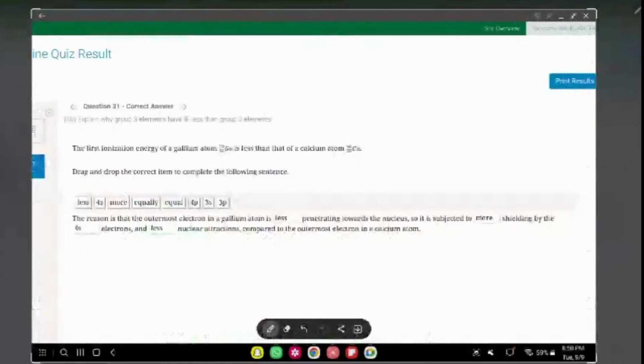When you say that an electron is more penetrating or less penetrating towards the nucleus, penetrating means it's going closer to the nucleus. If it's more penetrating, that means it's going closer. If it's less penetrating, it's not going too close. Now over here, we have our calcium, which was here. A bit to the right, you have your gallium.